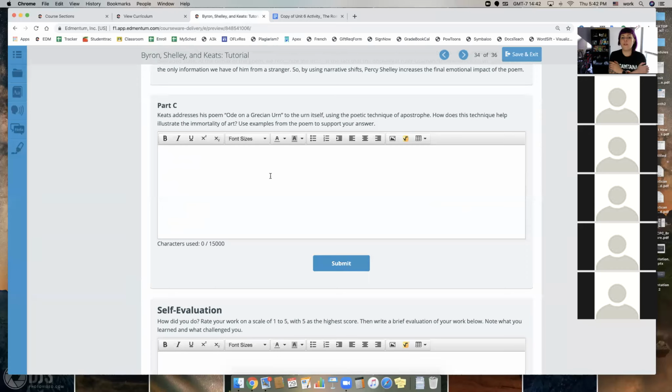So yeah, hopefully you're able to give some examples. Like I said, lines 15 to 20 really bring it up. And then just say he's talking about these frozen moments in time, immortality, art versus life. Cool. All right.